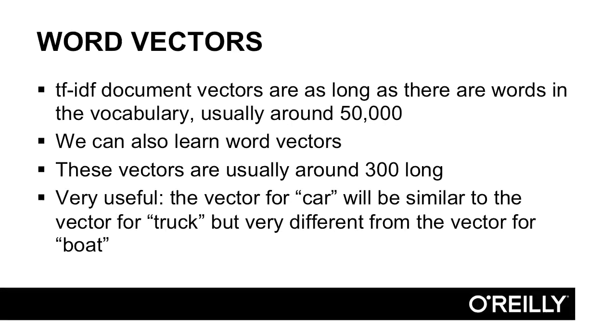In this video, we're going to look at word vectors. So we looked in the previous video at TF-IDF document vectors. Those vectors are as long as there are words in the vocabulary, usually around 50,000. So a TF-IDF vector for a document is going to have a length of 50,000. It's going to have 50,000 different values.